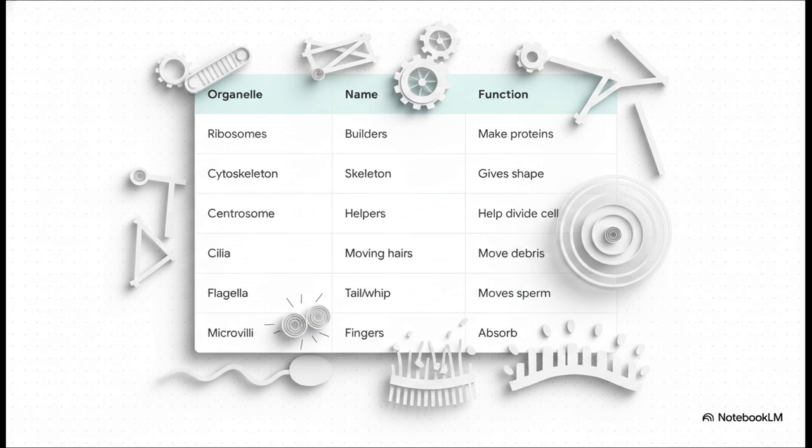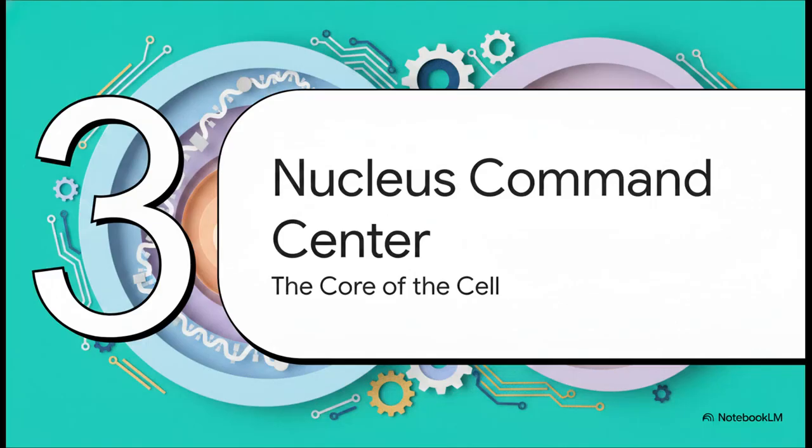Then we have exterior features like cilia, these moving hairs sweeping away debris, flagella, which act like a whip to move sperm cells, and microvilli, which are like tiny absorption fingers, maximizing the surface area to soak up all those nutrients.